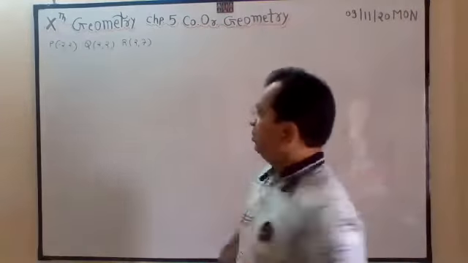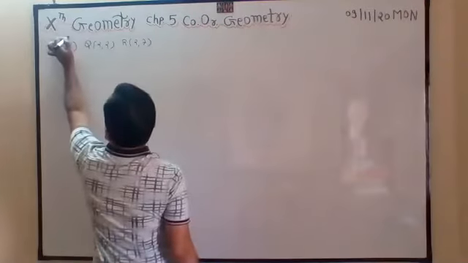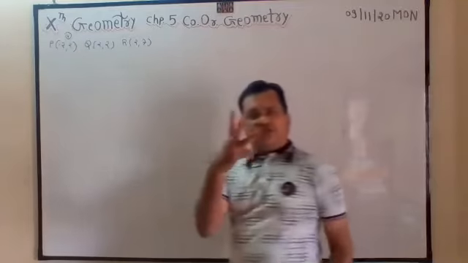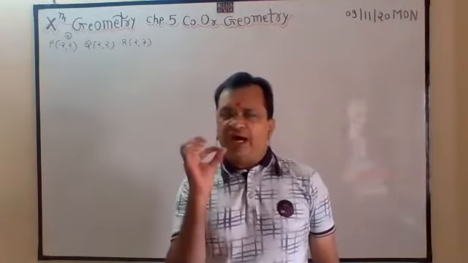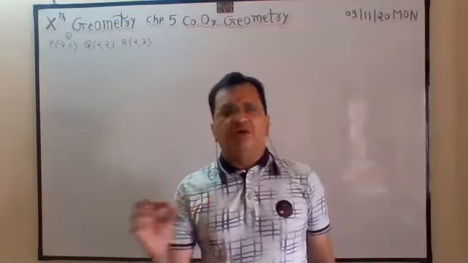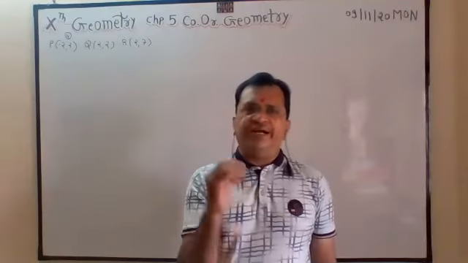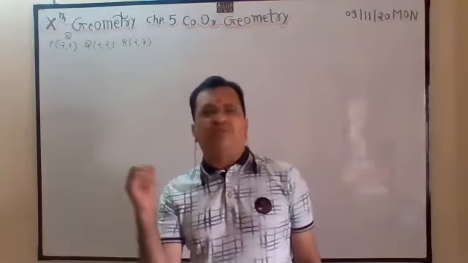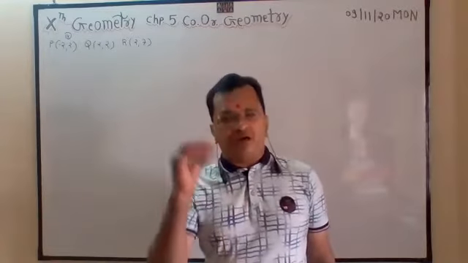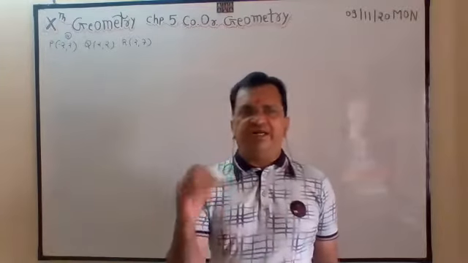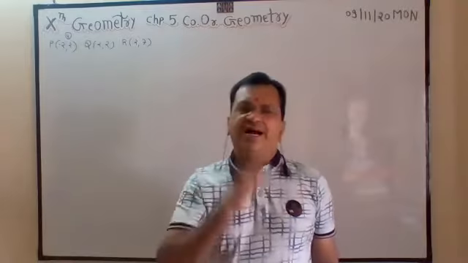5.1, fourth question. Three vertices are given, 3 points are given on a graph. You have to prove, not graphically, using coordinate geometry and the distance formula, whether it is a right angle triangle or not. So we will find all three distances, PQ, QR, RP.